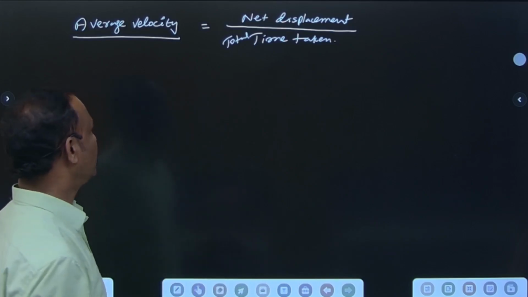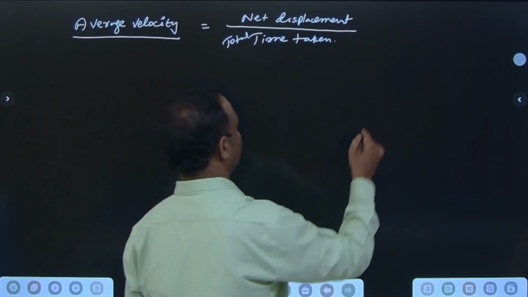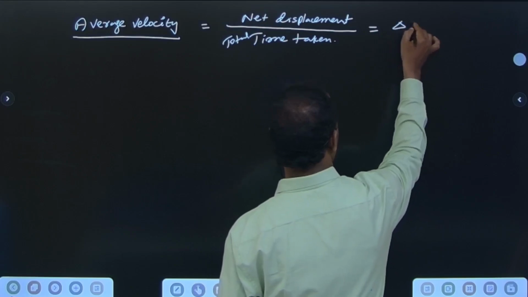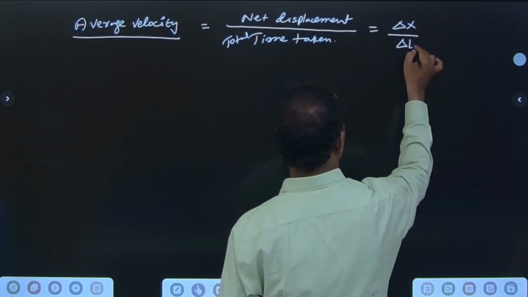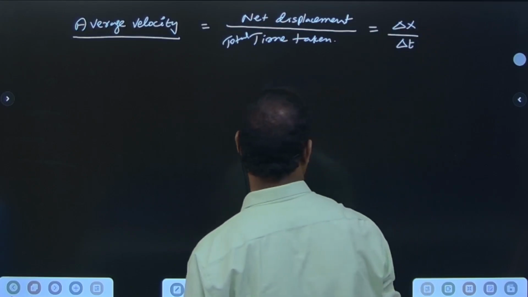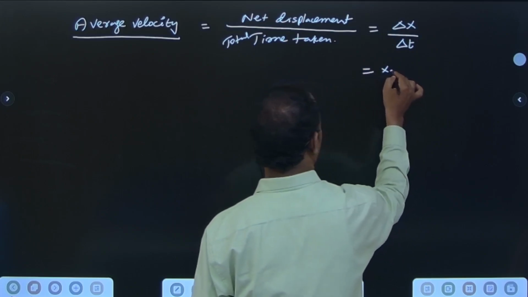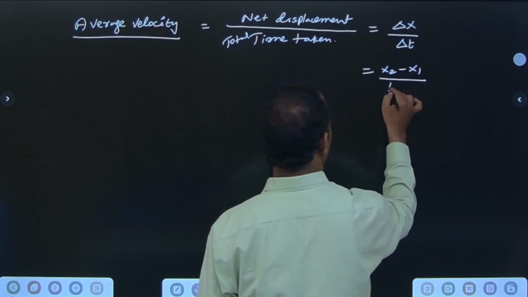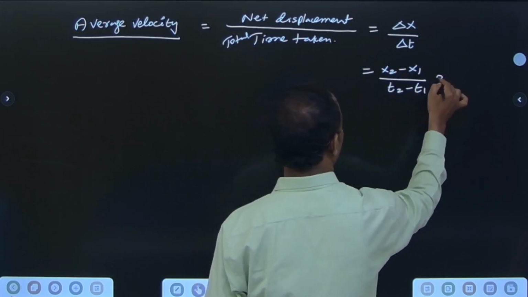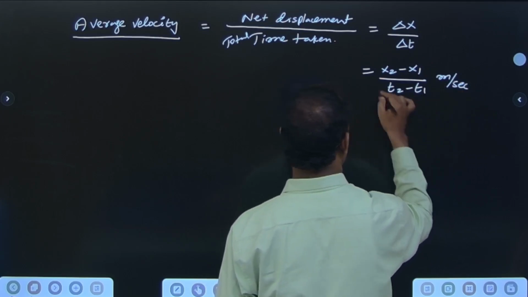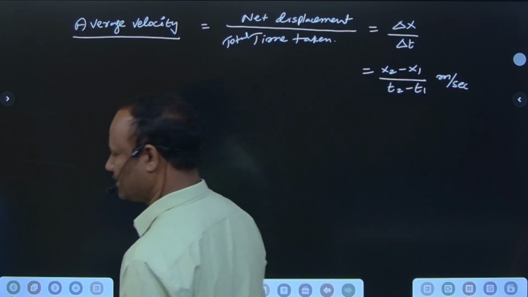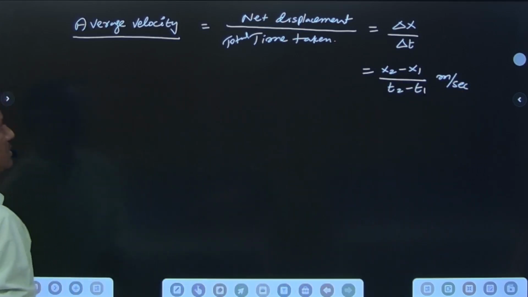What is average velocity? Net displacement, delta x, by total time taken, delta t. We can write it as x2 minus x1 by t2 minus t1, in meter per second. So that's average velocity.